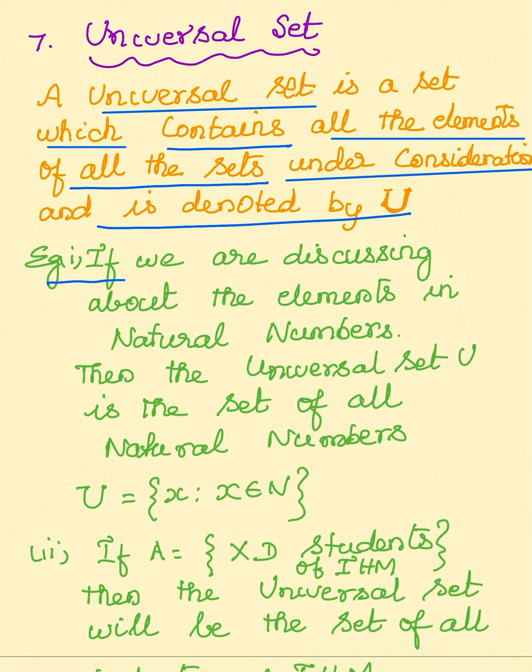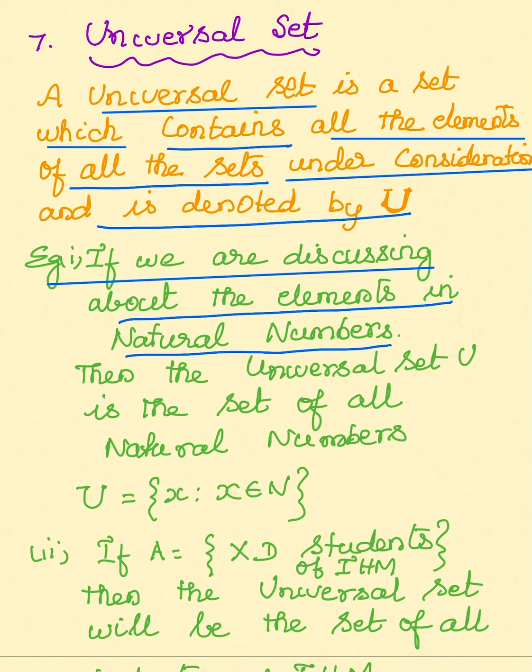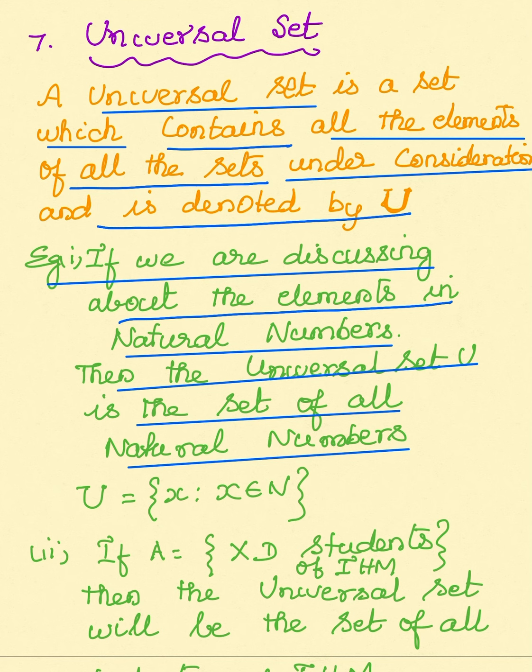Now we go to the example. If we are discussing the elements in natural numbers, suppose we are going to talk about natural numbers, so we take small sets with natural numbers as elements. Then what will be the universal set? I said the universal set is the biggest set. So it is the set of all natural numbers. So U is equal to {x such that x is an element of N}.